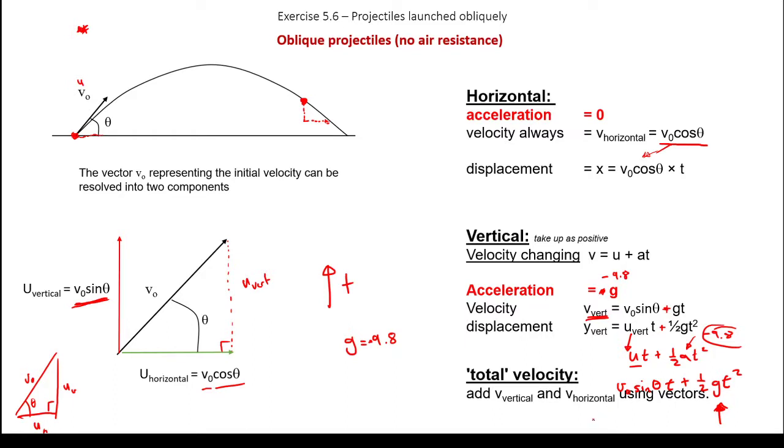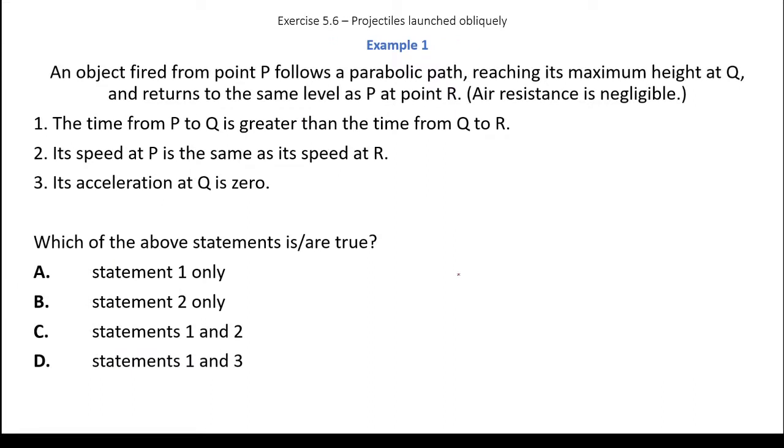Okay. So that's breaking down. The big thing is we turn this problem into two separate parts. Whenever we're launched obliquely, we turn it into two separate parts: horizontal motion and vertical component motion. Keep them separated until we need to add them back together for some form of total sometime later. So let's do some example problems.